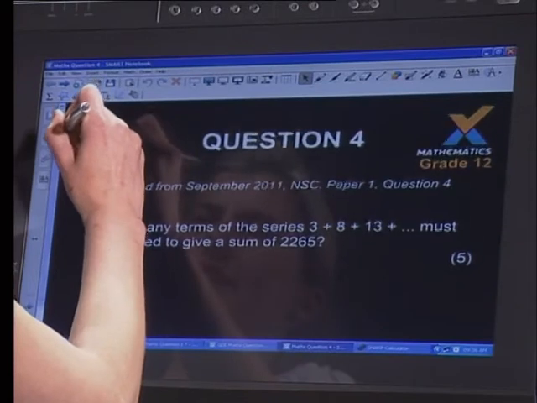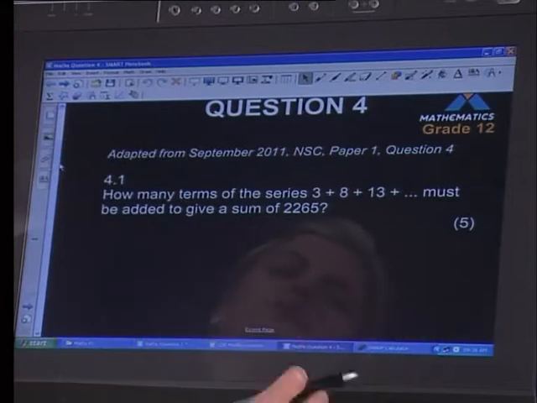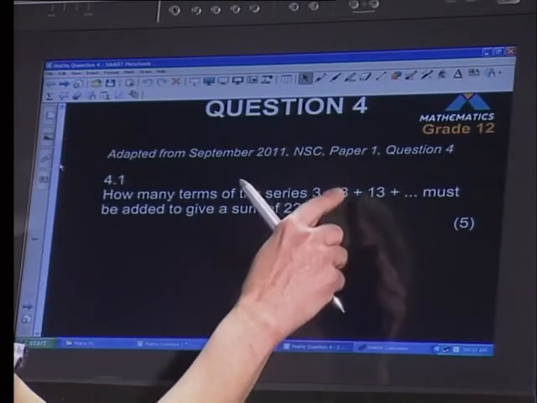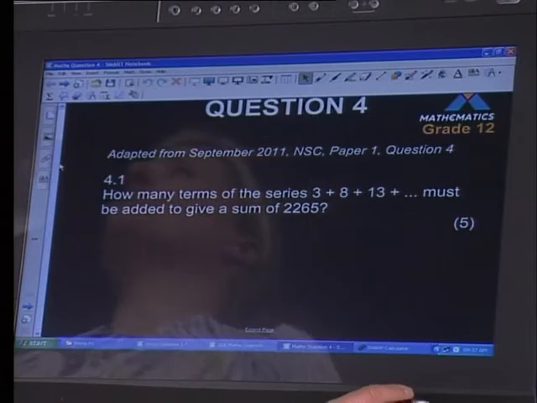And on that note, what I'm going to do is I'm going to do the sequences and series questions from the KZN paper. So let's just have a look quickly. Let me pick a nice one. Right. So let's have a look at the first question. We might as well start with the first question. Question 4. They said, how many terms in the series 3, 8, 13 must be added to give us a sum of 2,265?